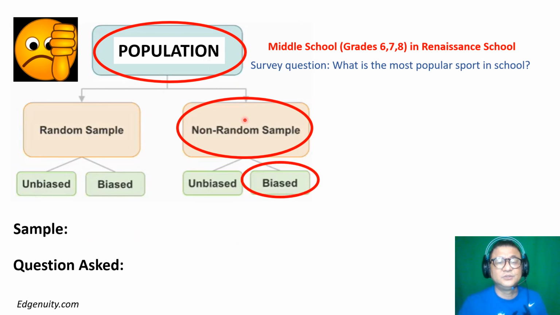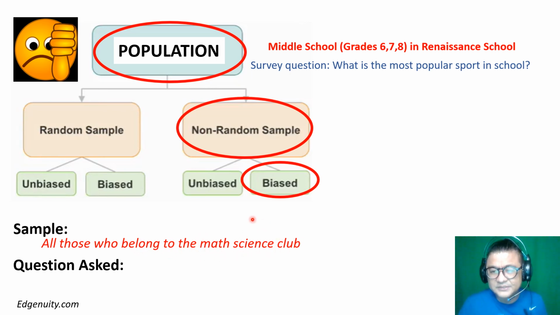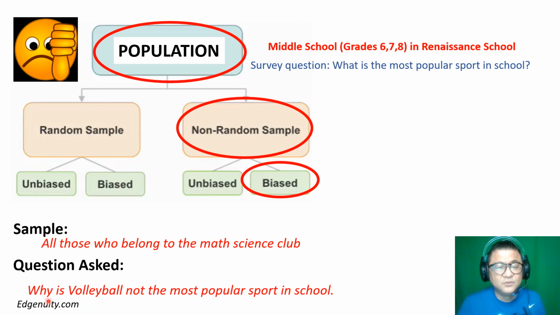Next, you selected a non-random sample again. For example, all those who belong to the math science club. Why only the math science? How about the other middle school students? So that alone is not good anymore. How can it be biased? Check it out. Why is volleyball not the most popular sport in school? You're already implying volleyball is not popular. So therefore, that is non-random and biased.